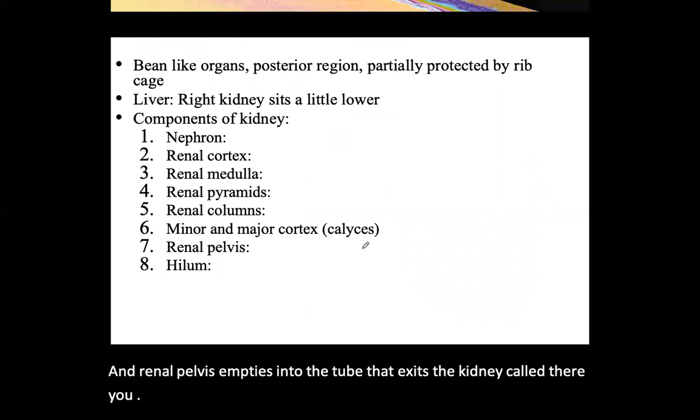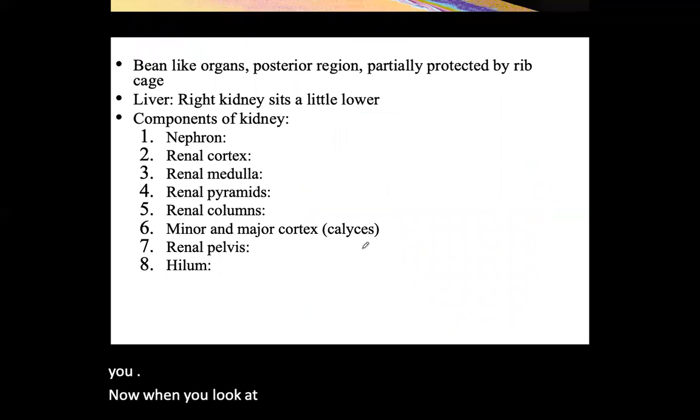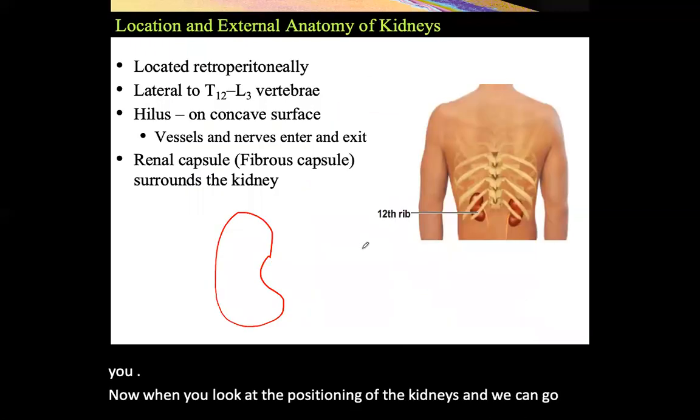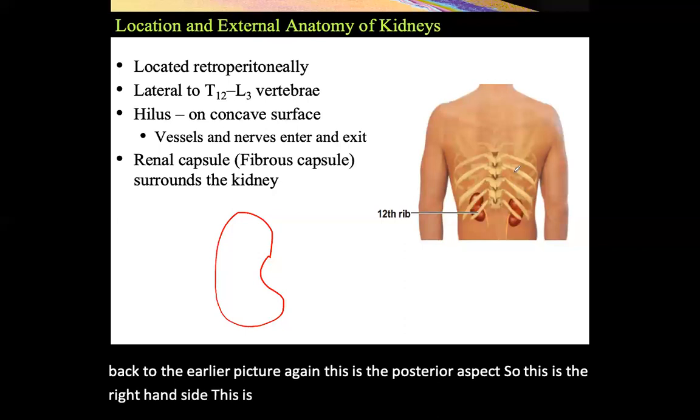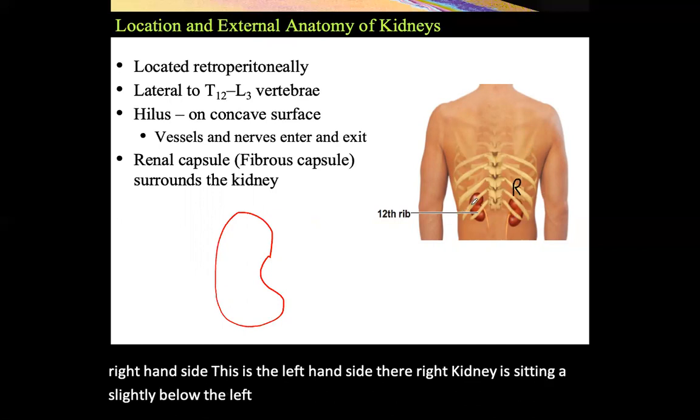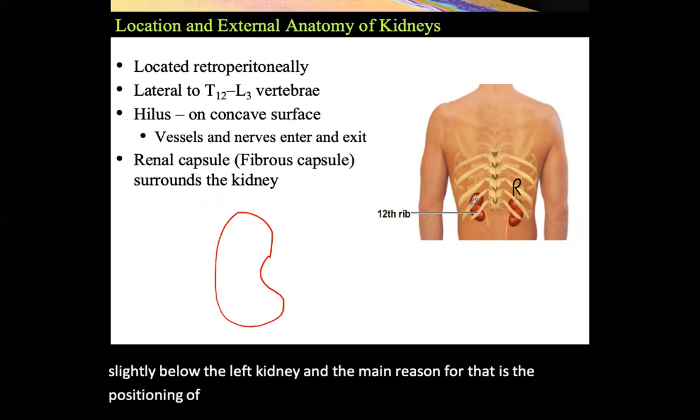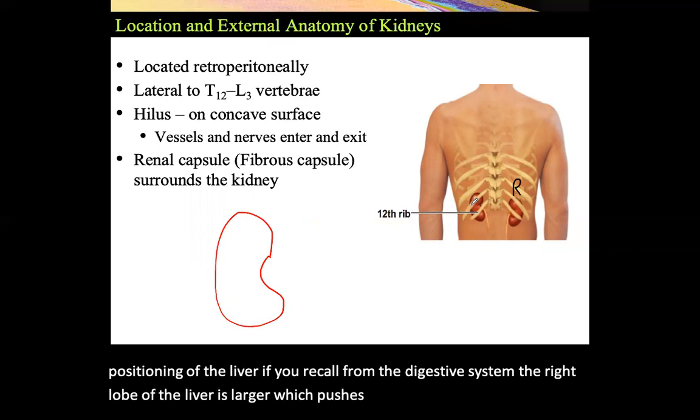Now, when we look at the positioning of the kidneys, we can go back to the earlier picture. Again, this is the posterior aspect. So this is the right-hand side, this is the left-hand side. The right kidney is sitting slightly below the left kidney. The main reason for that is the positioning of the liver. If you recall from the digestive system, the right lobe of the liver is larger, which pushes the right kidney slightly below your left kidney.